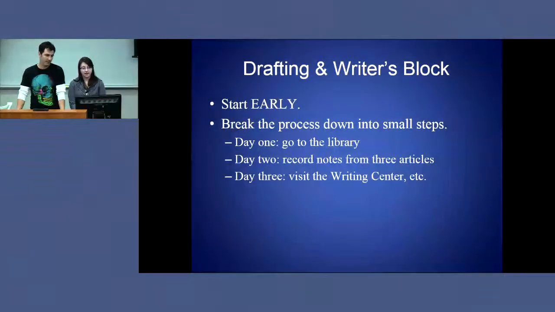Day 3, visit the Writing Center. You have a draft, you think it's awesome, come on in and show us. It's always easier to have a second pair of eyes to look it over. You might have some gaps in your logic, and hearing it from someone outside of you helps with the flow.